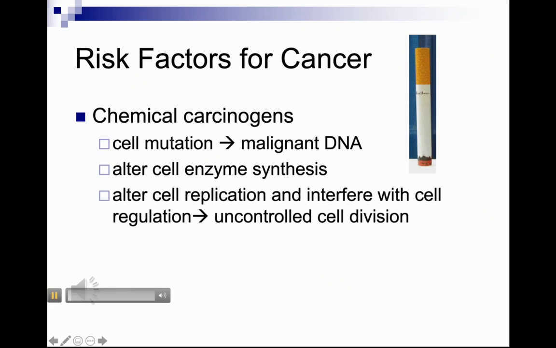Chemical carcinogens, such as cigarettes, result in cell mutation that can result in malignant DNA mutations. Chemical carcinogens can alter cell enzyme synthesis. Chemical carcinogens can alter cell replication and interfere with cell regulation, resulting in uncontrolled cell division. So mutating the DNA is what causes cancer. Uncontrolled cell division is a characteristic of malignant cells.